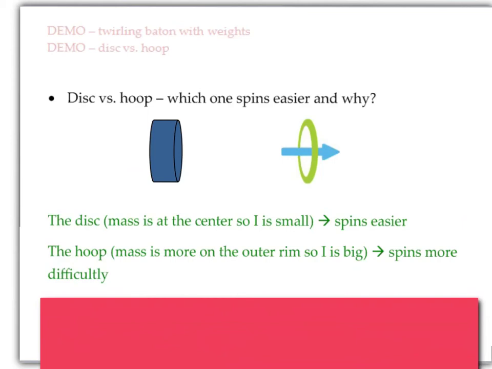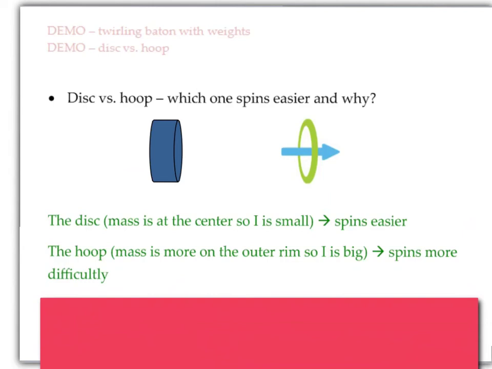So the disc represents the mass being more concentrated in the middle because it's solid inside of it. And it has a small moment of inertia because more of the mass is in the center. There's a very, very small radius. It's all concentrated in the middle. So it's going to spin easier.